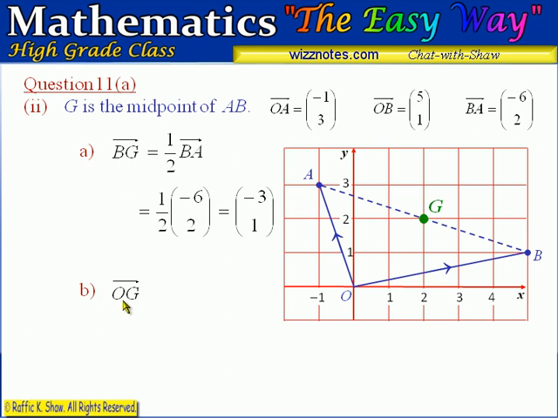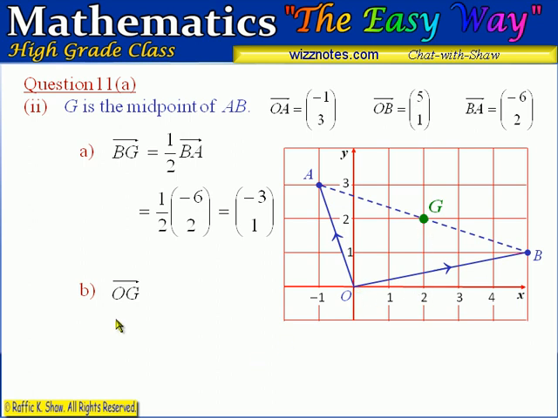Now the vector OG is a position vector of G. And that is the vector that will take us from the origin to the point G, the vector straight here. The components for that vector would be 2 in the x direction and 2 units upwards. G clearly is located at the point (2, 2). So the vector OG would be (2, 2).